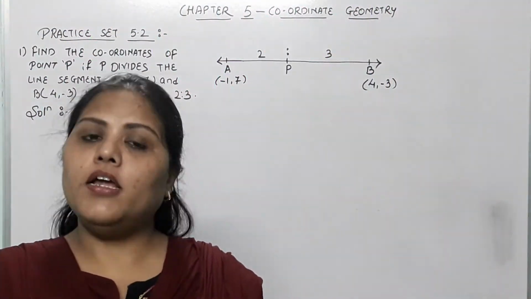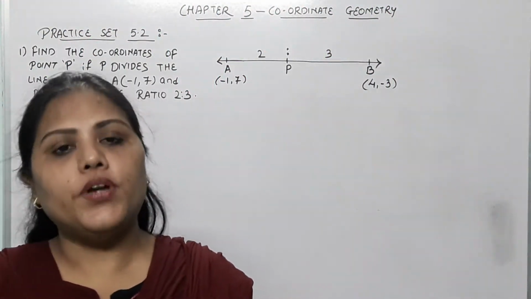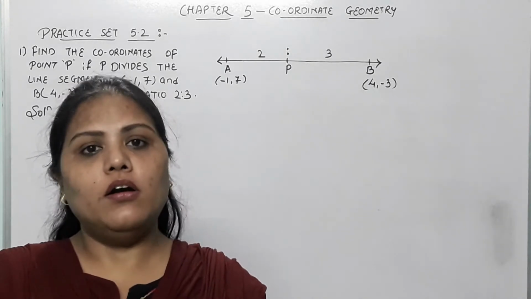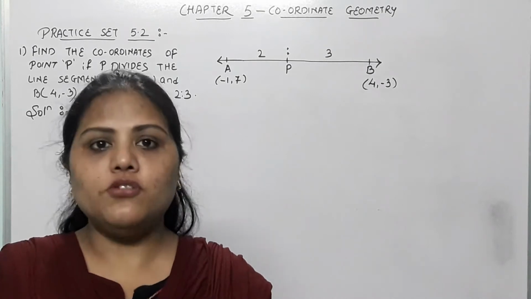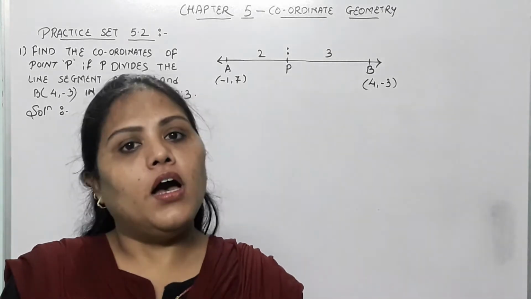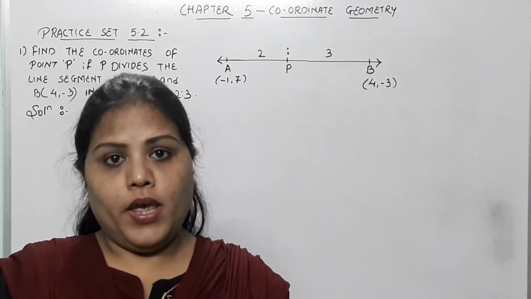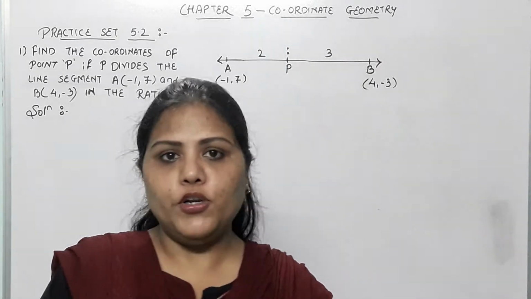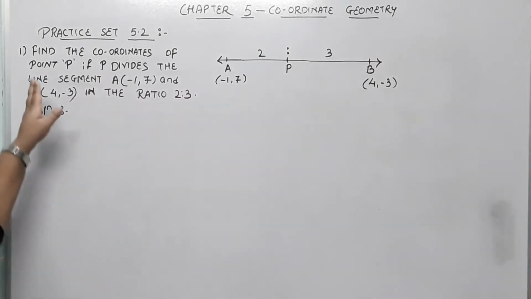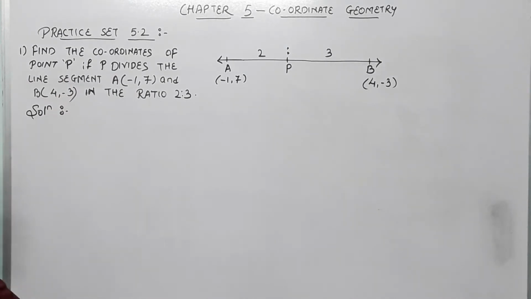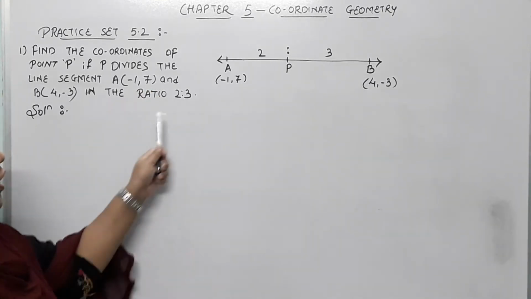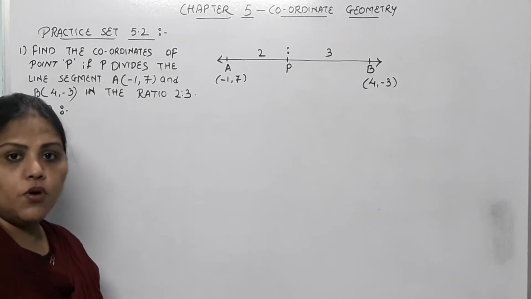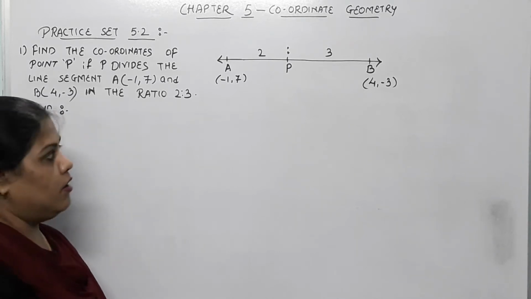Welcome back, children. In our previous part we have seen how to derive the section formula, midpoint formula and centroid formula. Based on these three formulae we have our practice set 5.2, and the first sum of practice set 5.2 is: find the coordinates of point P if P divides the line segment AB in the ratio 2:3. So, the ratio is provided to us. It means we have m:n.